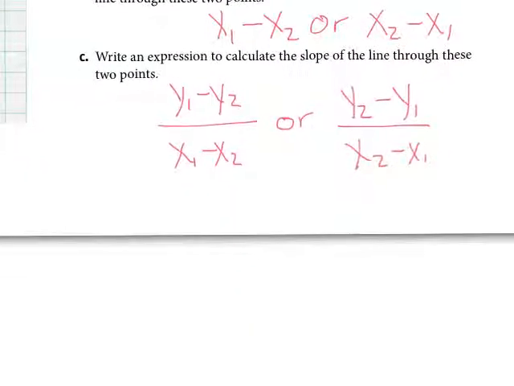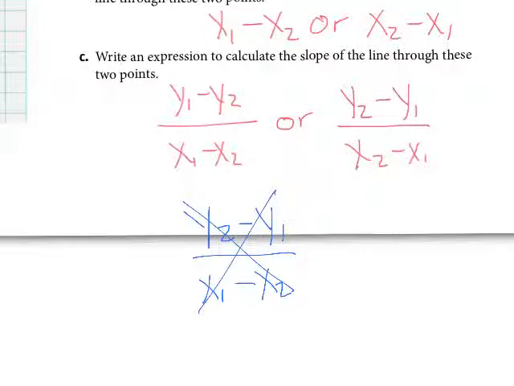This is what I don't want to see. I do not under any circumstances want to see y2 minus y1, x1 minus x2. That is completely and totally wrong, or vice versa with y1 first and x2 on bottom. That's what I absolutely do not want to see. All right, so that's my spiel on slope.